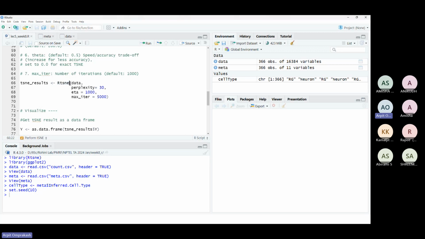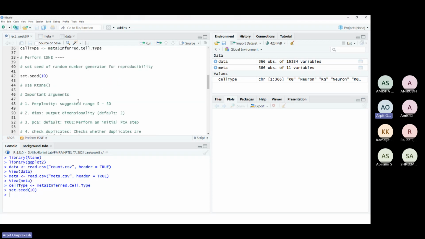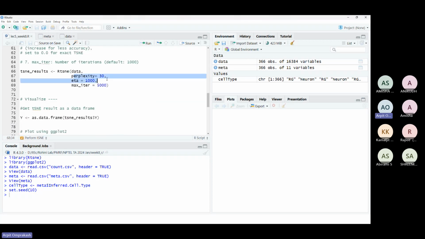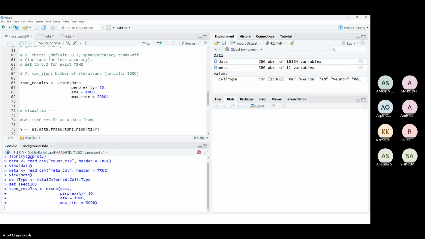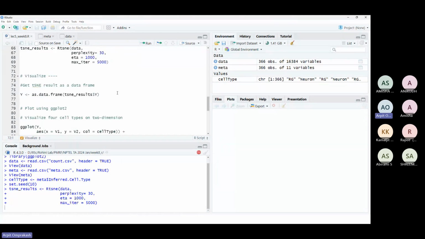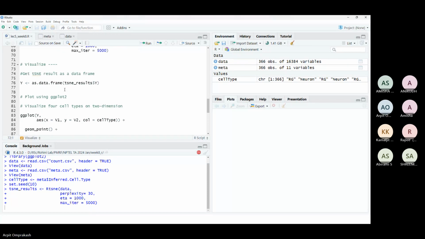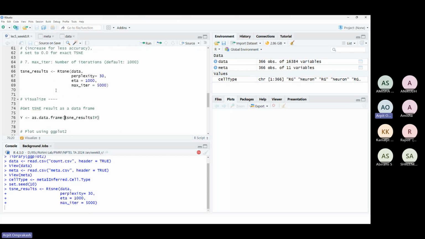So we are doing our t-SNE and storing it into a variable, tsne results. Our t-SNE data is the data that we read before, the count data. Perplexity we are giving 30. Eta, the learning rate, is 1000. And max iter, the maximum iterations, we give it 5000. And we run this. So it'll take a little bit of time to run. Okay. Then what we'll do is convert it into a data frame. Okay.